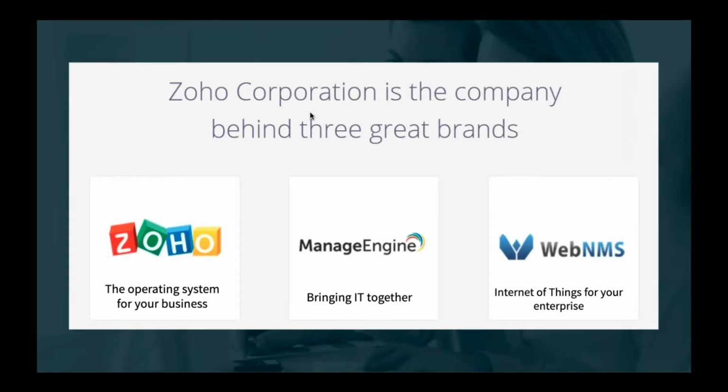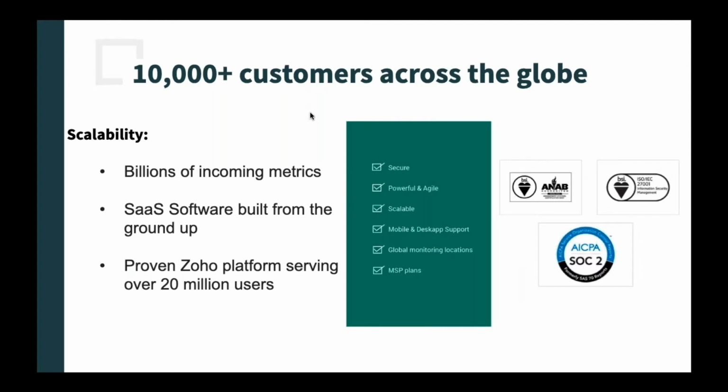Site 24/7 is a part of Zoho Corporation, which is divided into 3 brands: Zoho, Manage Engine, and WebNMS. Site 24/7 combines the SaaS capabilities of Zoho with the monitoring and management capabilities of Manage Engine to give you a cloud-based full stack monitoring solution. Site 24/7 has over 10,000 customers globally, and we handle over a billion incoming metrics. We are a proven SaaS solution since we were built in-house in Zoho, which currently serves over 50 million users.